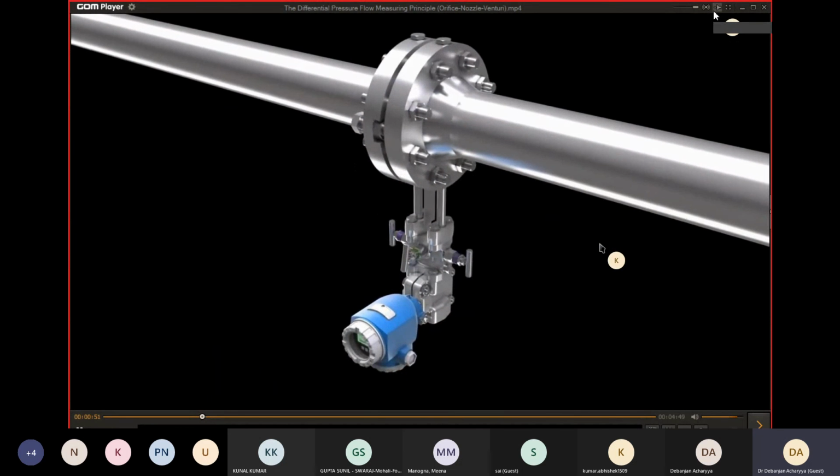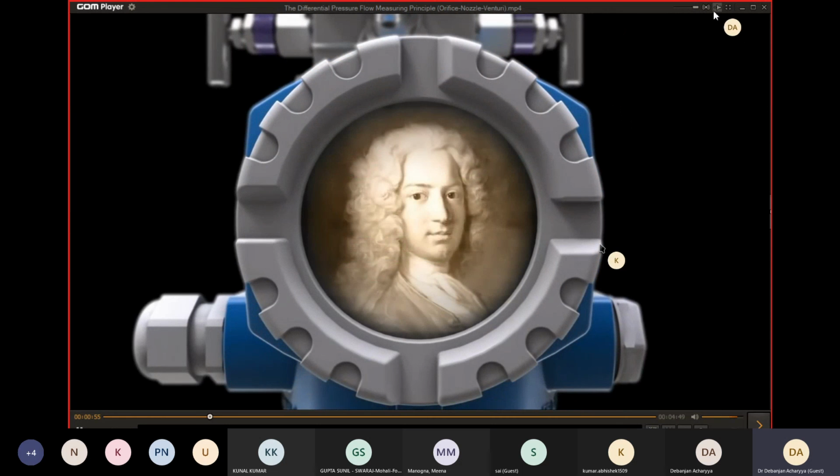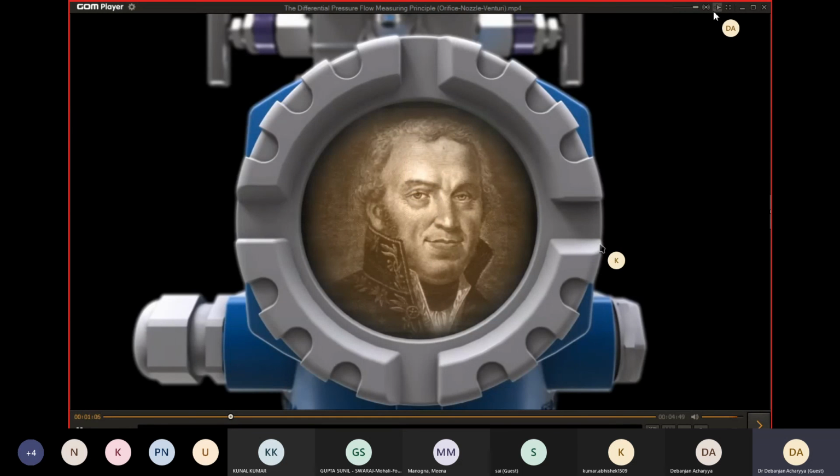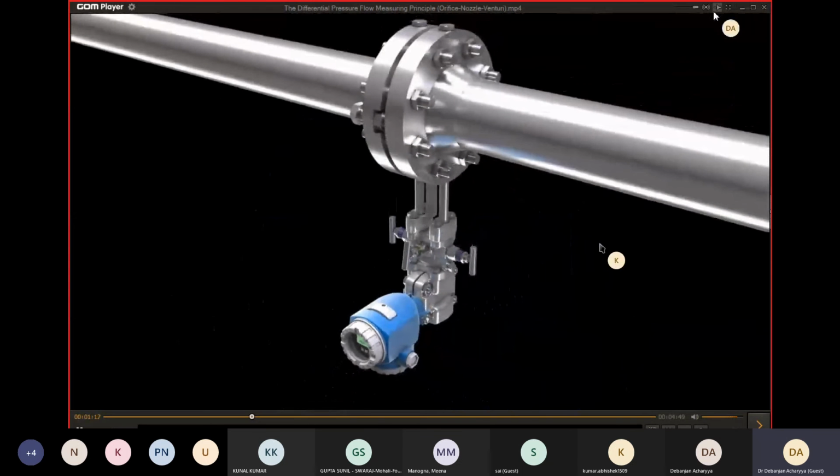Some 300 years ago, Swiss mathematician and physicist Daniel Bernoulli discovered the direct relationship between the pressure and speed of a fluid flowing in a pipe. Italian physicist Giovanni Battista Venturi also performed experiments on flow, and in 1797 he built the first flow meter for closed pipes, known as the Venturi tube.